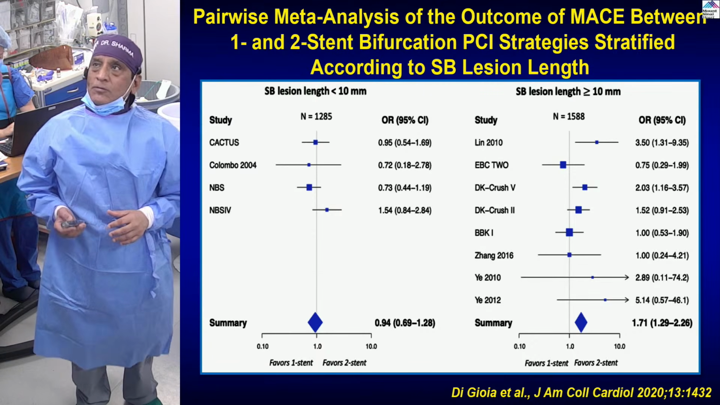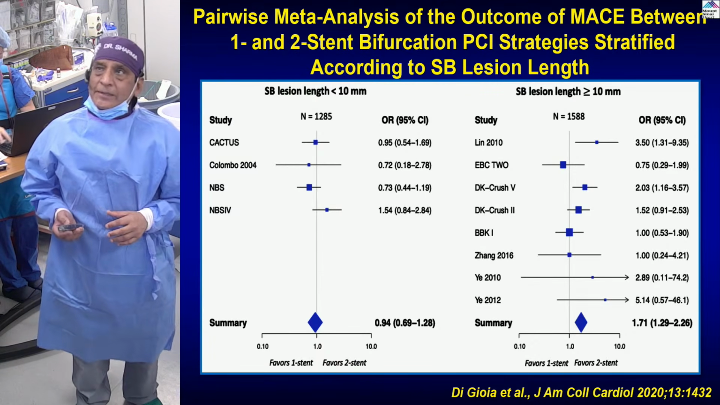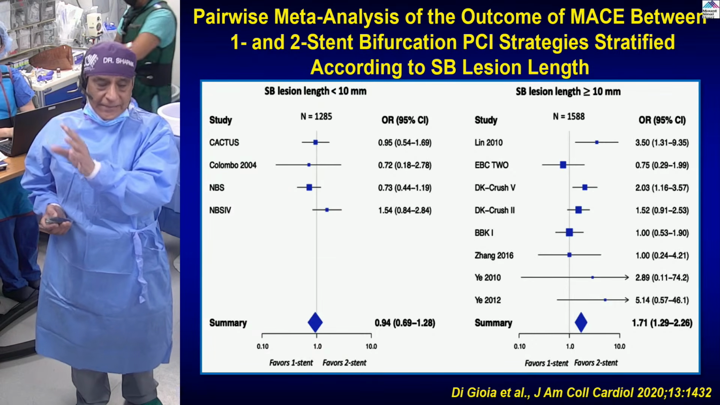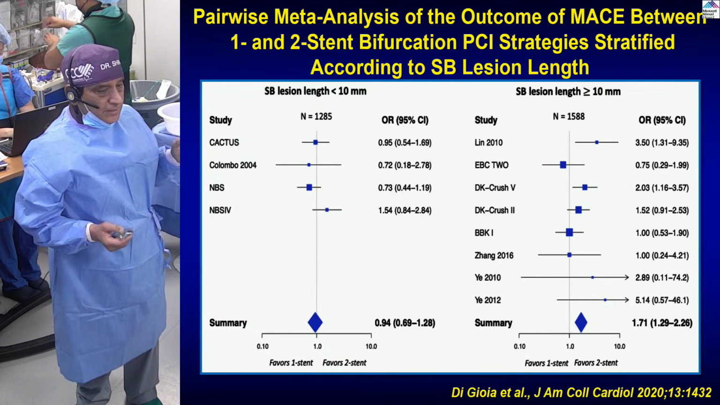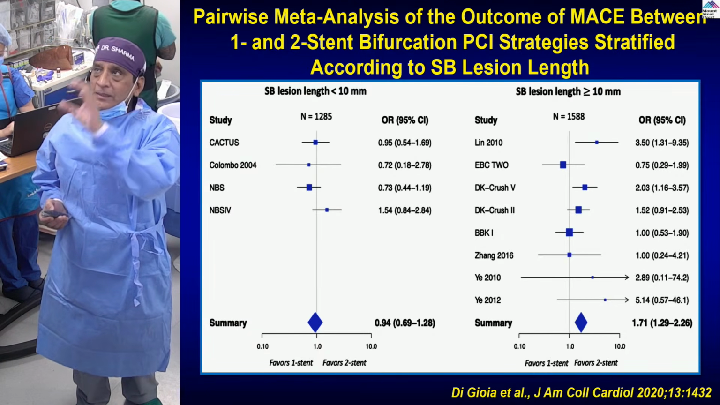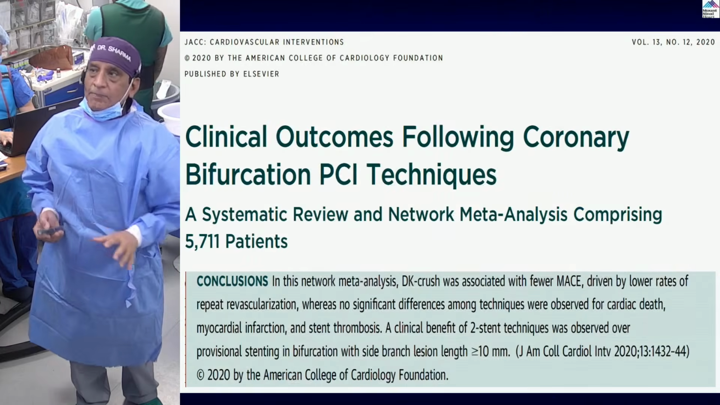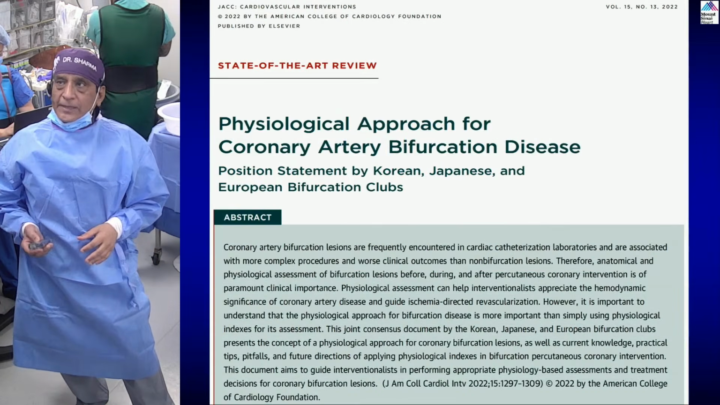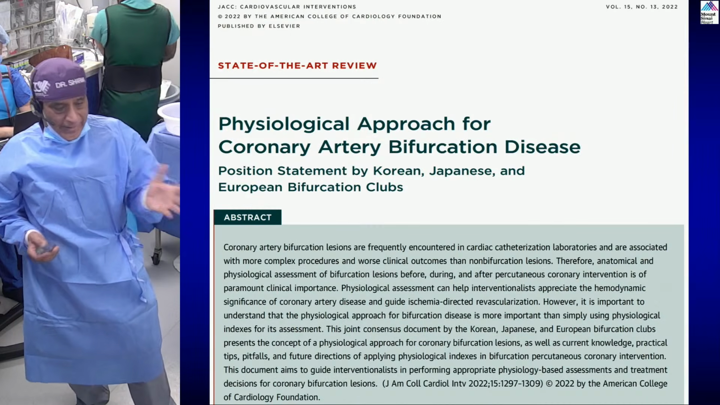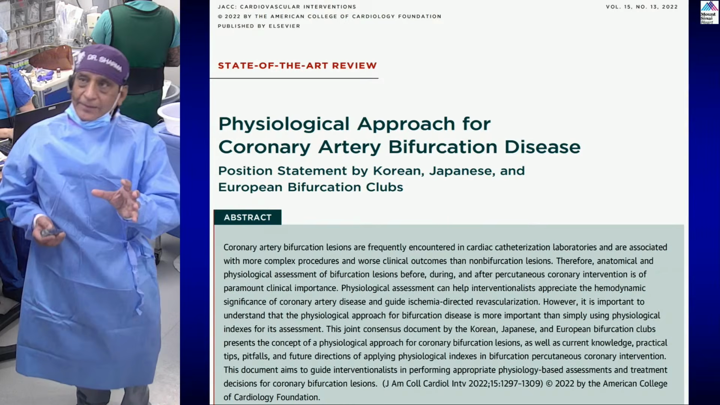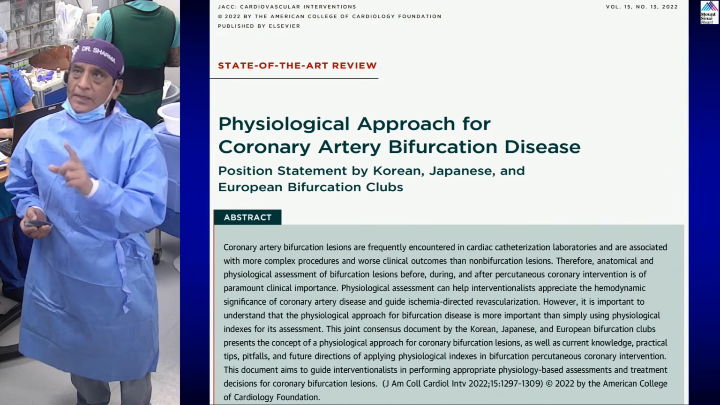So now the question always comes: one versus two stents, based on the side branch length. Once your length is more than 10 millimeters, and this is basically the same definition with two criteria, the longer the side branch length, the better it is to go with a two-stent approach compared to one-stent. So this meta-analysis showed that, and that is now 2A in our ACC guidelines. The DK crush approach is better compared to others, but not class 1, rather 2A.